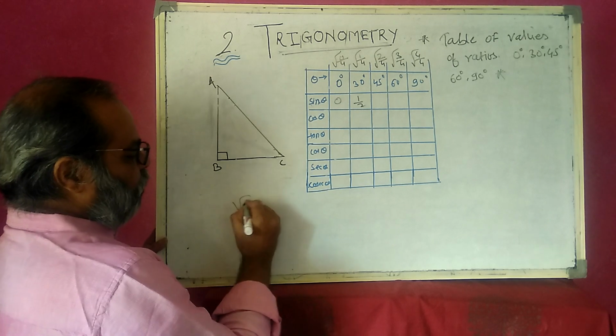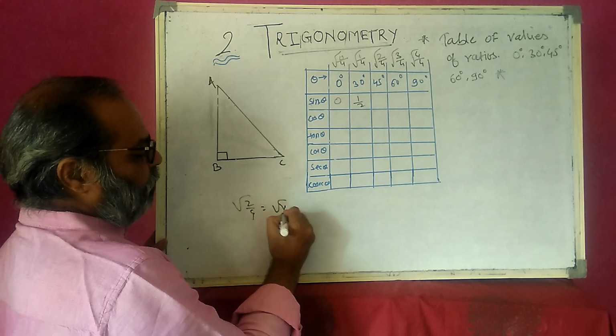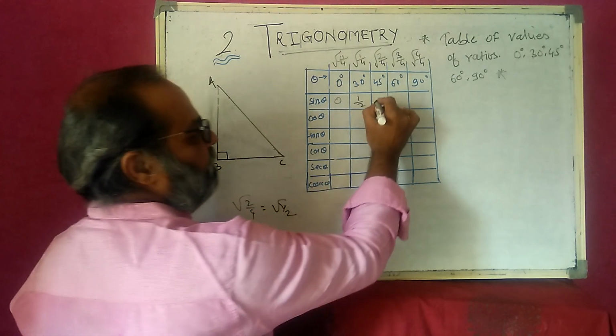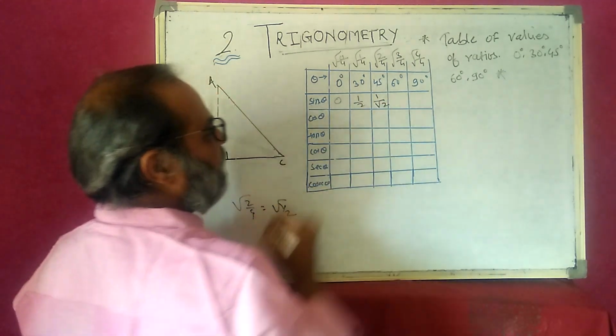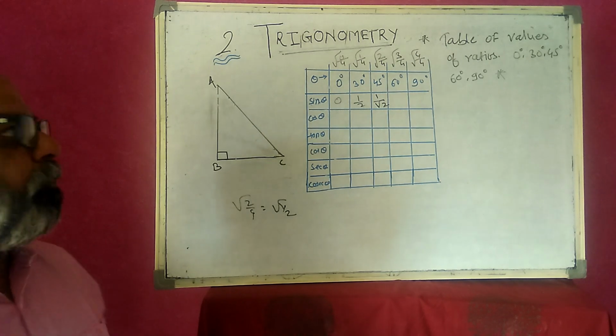2 by 4, under root, 2 by 4. It is root 1 by root 2. So what is the root of 1? It is 1. And what is the root of 2? It is root 2. So sine 45 is 1 upon root 2.